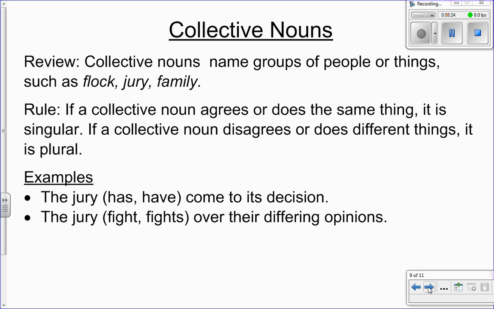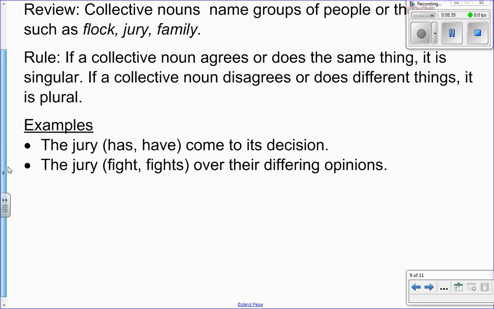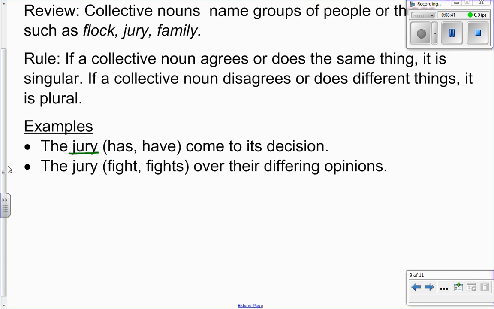Now, the rule is that if a collective noun agrees or does the same thing, it's treated as if it's singular. However, if a collective noun disagrees or does different things, it is treated as if it's plural. So let's take a look at a couple examples. Jury is the subject. It is a collective noun. It looks singular. However, I have to ask myself, what is the jury doing? Are they all in agreement or are they all doing the same thing?